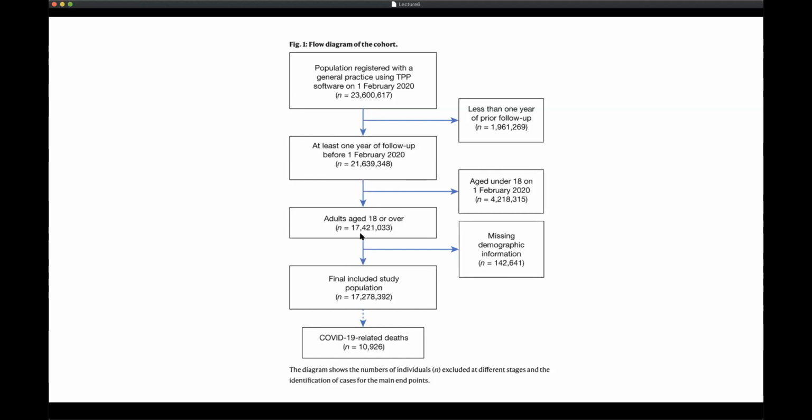If you focus on adults, that's now 17.4 million, out of which a small fraction had no demographic information or missing demographic information. So it would be, for instance, age, race and ethnicity, and things like this. So they were excluded. The final included population was about 17.3 million, out of which about 11,000 were COVID-related deaths.